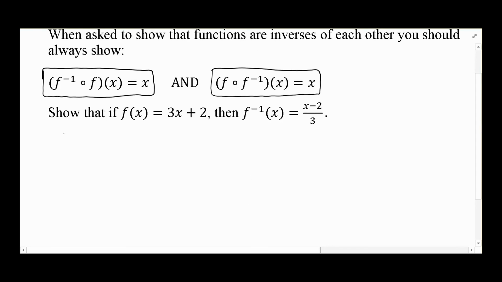So that's what we want to prove, is that if I do f inverse of f of x, then I'm hoping that I eventually get down to just x. And if I don't, then they're not inverses. But I also want to prove that f of f inverse of x will also eventually get me down to just x. That's my goal. So basically what this problem amounts to is two different composition problems. For this first one, we have f inverse of 3x plus 2.